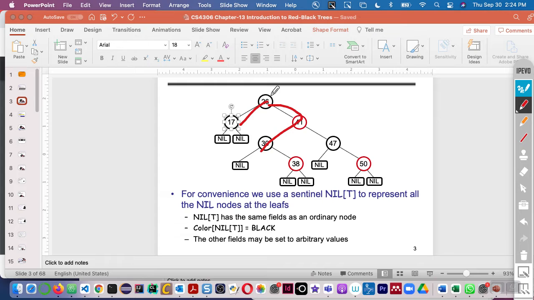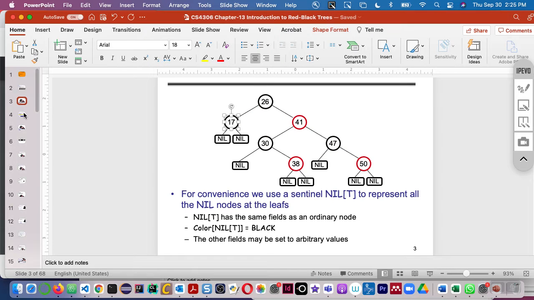So then this side, how many black? 1 and 2. And this path, 1 and 2. And from this path to this path, 2. And from here, 2. And this path, 2. So this is a red black tree. In any case, all paths will have the same number of black nodes, right?